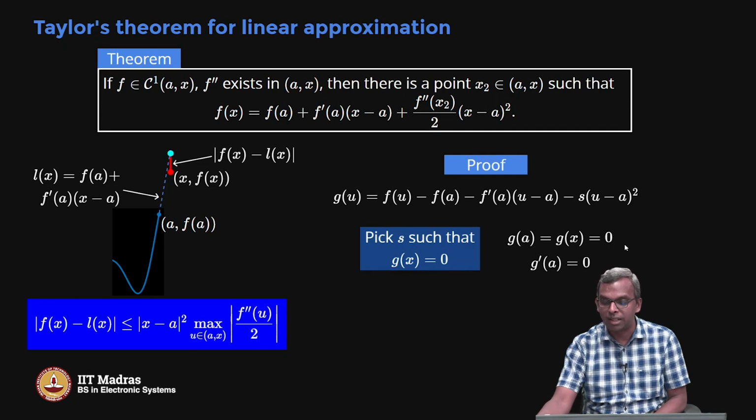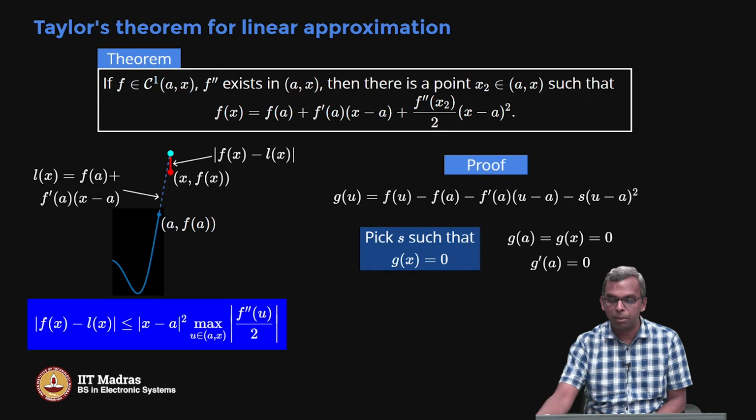Now, more interestingly, the derivative of g at a is also 0. Okay, why? Because if I do a derivative, I get f prime of u minus this; f of a is a constant, it will go off. Here, if I differentiate with respect to u, only f prime of a will remain. So, these two will cancel out. And here, I will have 2 times u minus a, and if I put u equals a, I'll get 0.